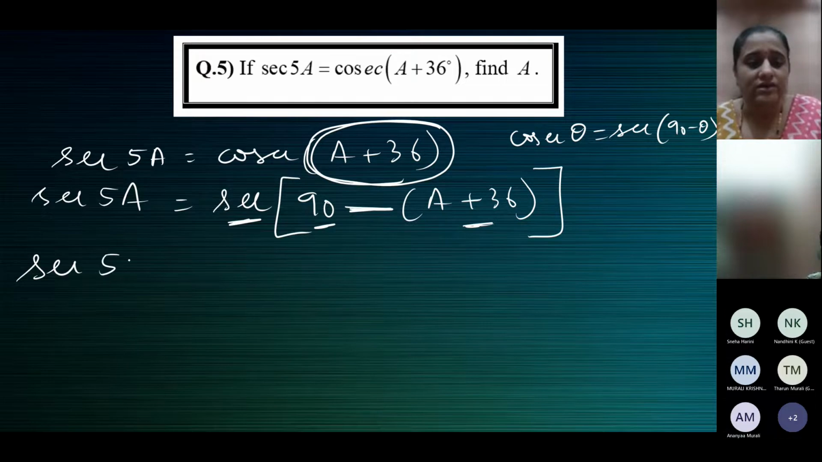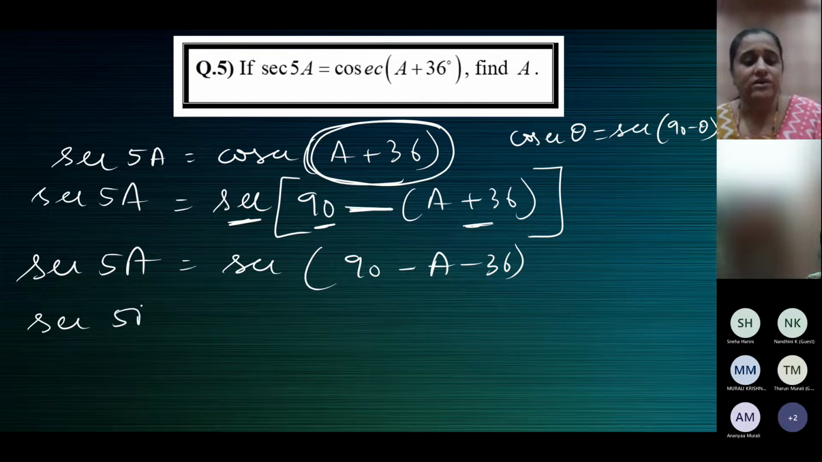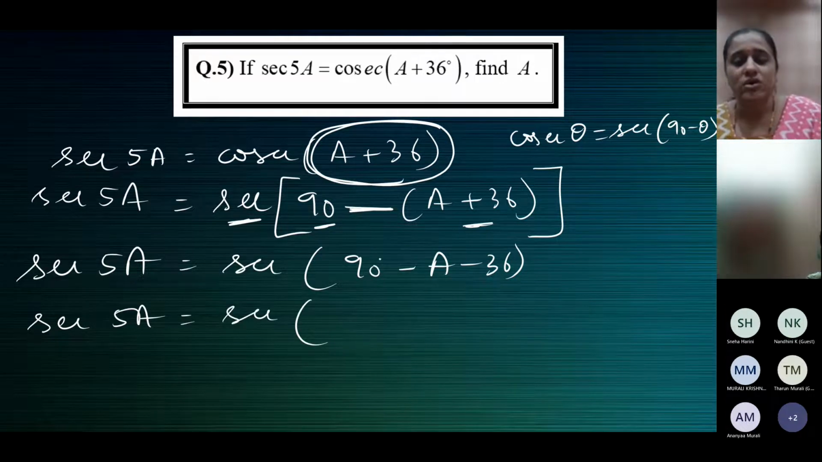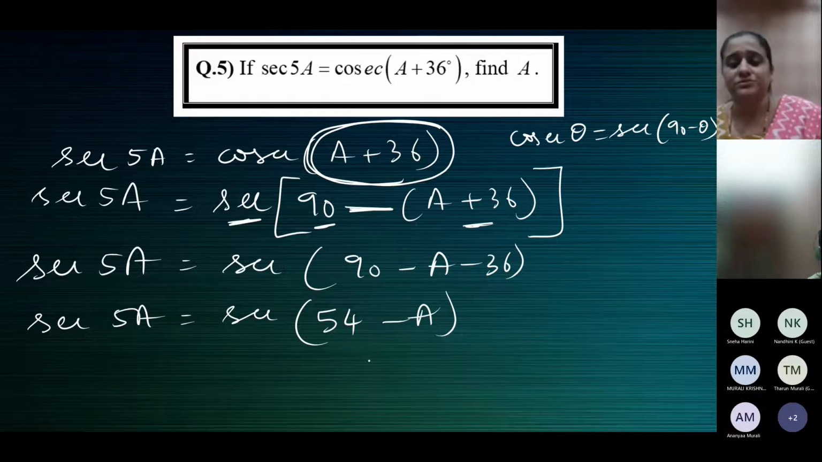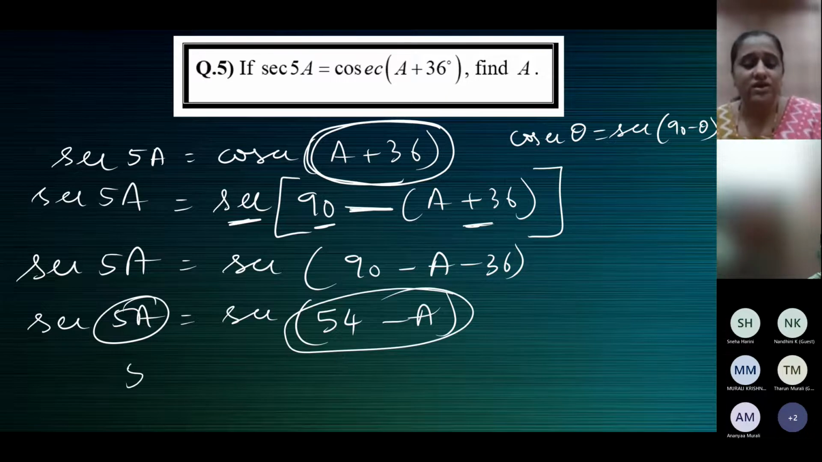So secant 5A is equal to secant 90 minus A minus 36. Here we have to be careful: minus A minus 36. So secant 5A is equal to secant of, what is 90 minus 36? 90 minus 36 is 54, minus A. Now again, comparing both the sides, secant of this angle is equal to secant of this angle. So 5A is equal to 54 minus A.